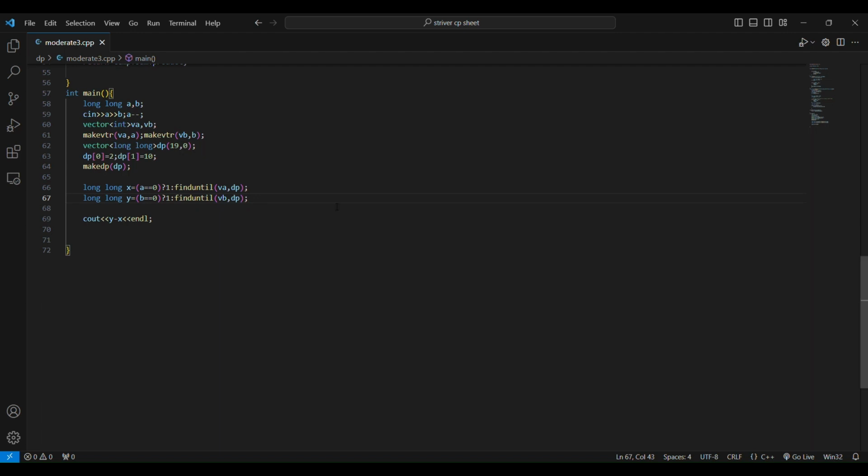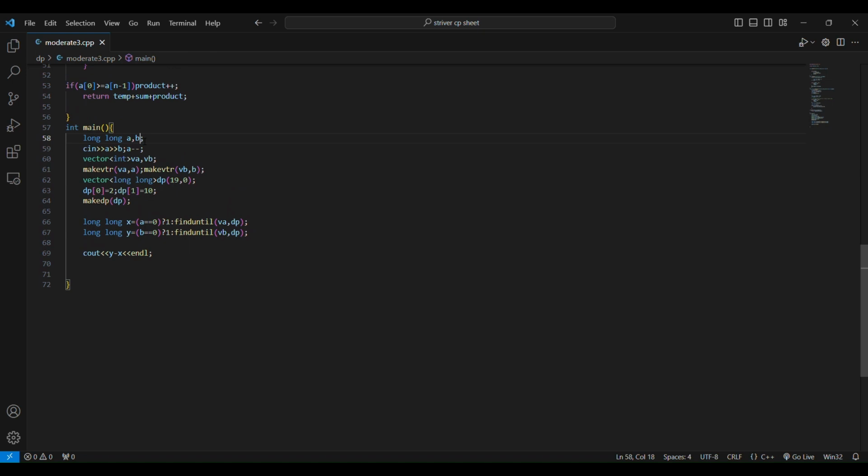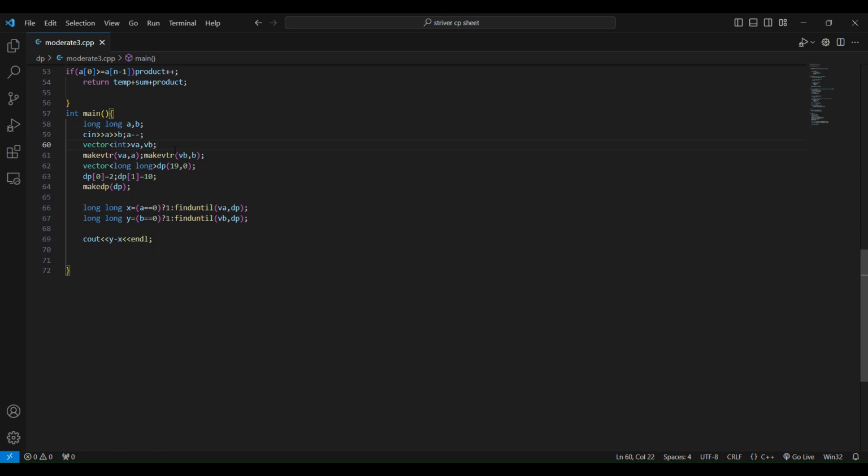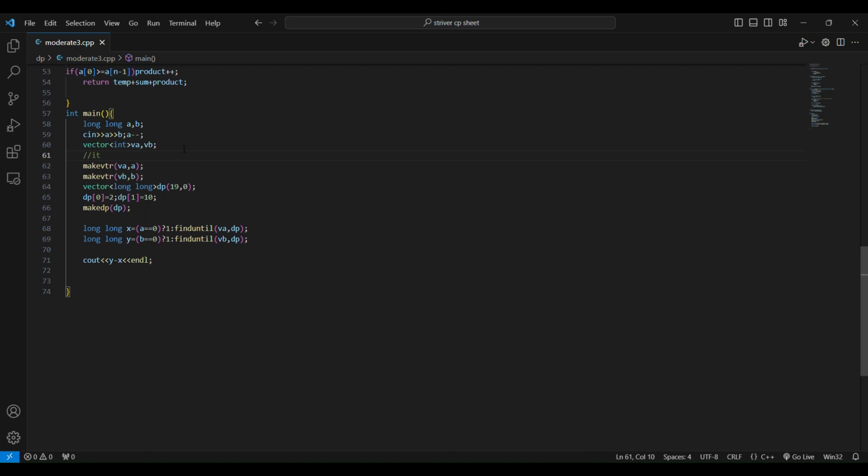Now let's see the code. Now let's see the coding part for the solution discussed earlier. As discussed earlier, the constraints on the numbers are up to 10 to the power of 18. So we declare them as long instead of integers, and we take two vectors va and vb. What this make vector function does is it takes each digit out of the number and pushes it back into the vector. Let's see how this make vector function works.